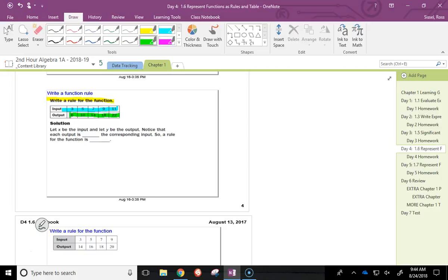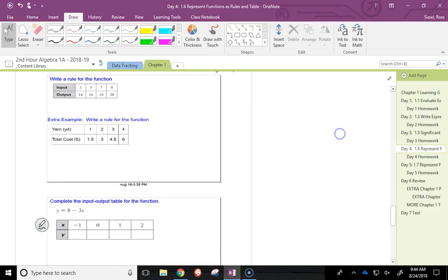So it says let x be the input and let y be the output. Notice that each output is twice the corresponding input. So the rule for the function, we always write y equals, and we do something to our x coordinate. So to make it twice, we times it by 2. For this function, it is y equals 2x.